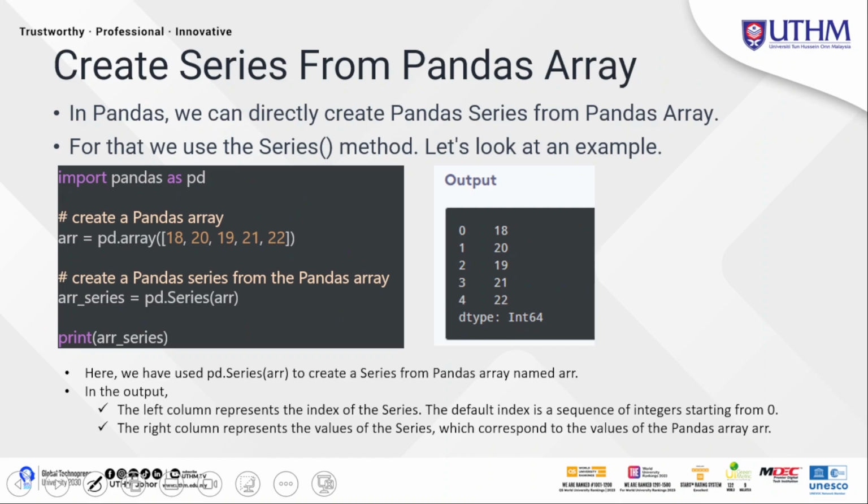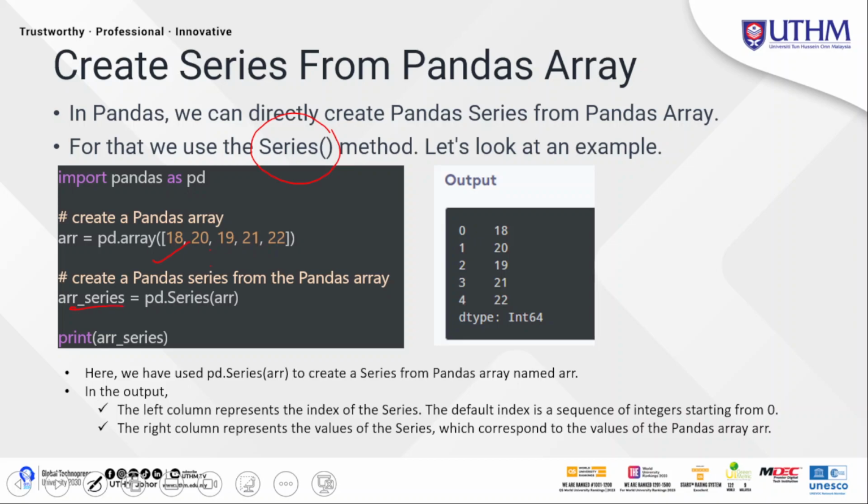Create series from pandas array. So in pandas, we can directly create a pandas series from a pandas array. Okay, we use the series method. What is the series method here? So we create a pd.array. This is from a list. We create the array, right? So after we create this array, we actually can create a series.